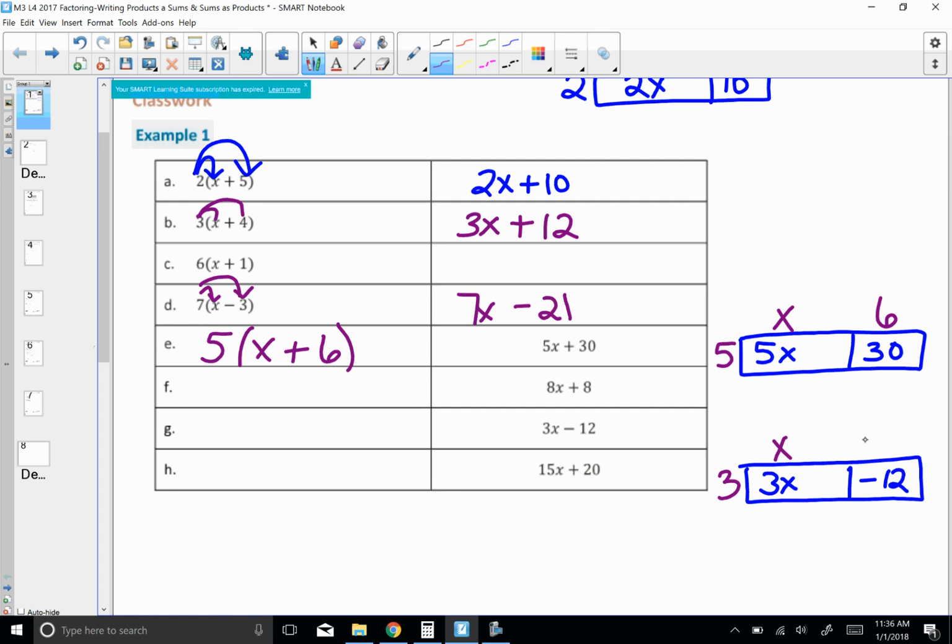Well, if 3 is positive, this has to be a negative because multiplying is about matching, and if they don't match, I get a negative. I know that 3 times 4 will give me 12. So for letter G, I must have multiplied 3 times x minus 4. Right? 3 times x is 3x. 3 times negative 4 is negative 12. So to get this product, I multiplied these two factors.